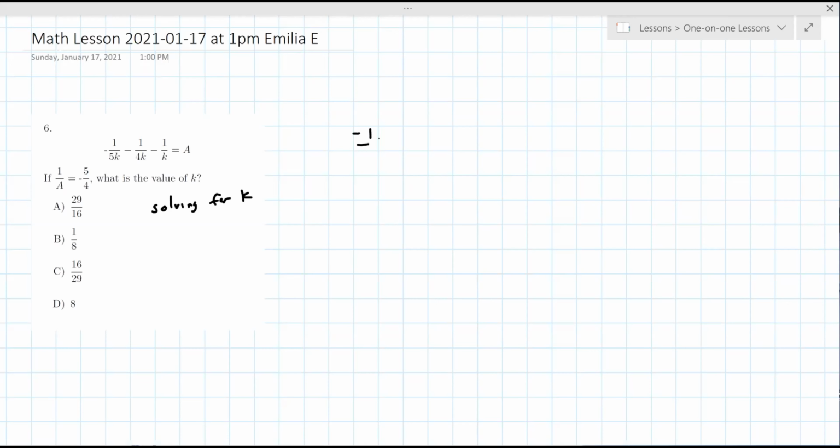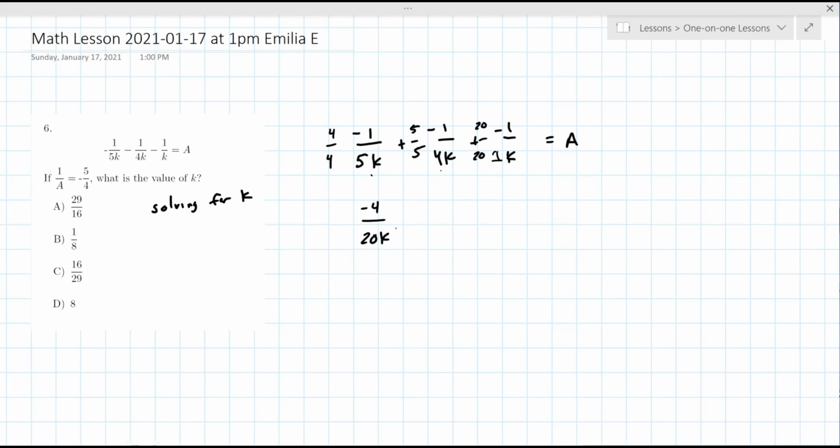I'm going to put -1 over 5k, and then we're just going to do a few things here. I'm going to say plus -1 over 4k plus -1 over 1k equals a. So what's the common denominator between 5, 4, and there's a 1 there? Least common multiple, sorry. 20. 20, exactly. So we're going to multiply the top and bottom by 4, top and bottom by 5, top and bottom by 20.